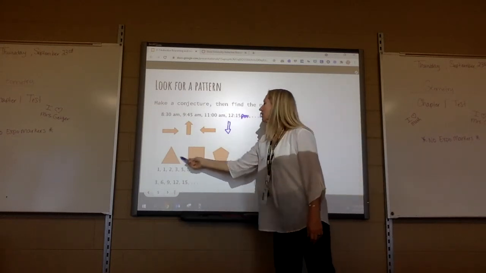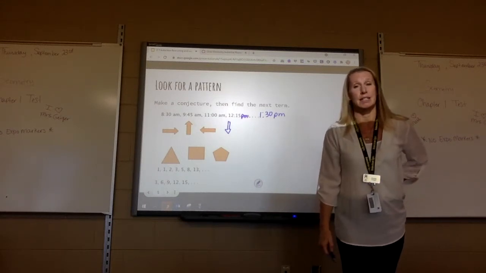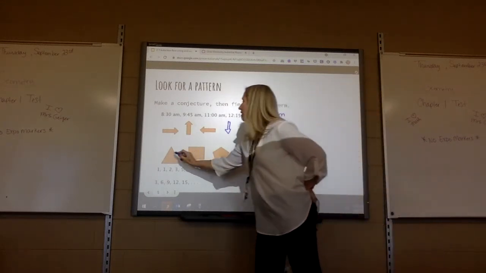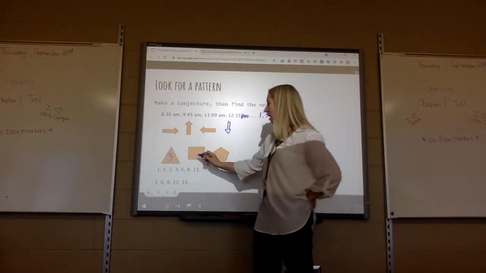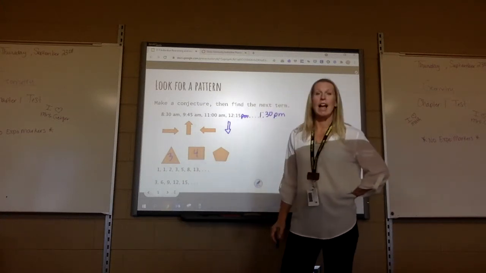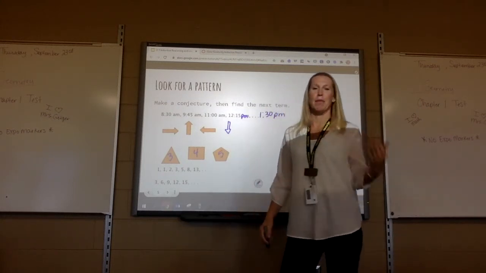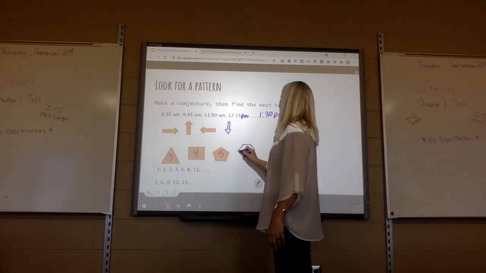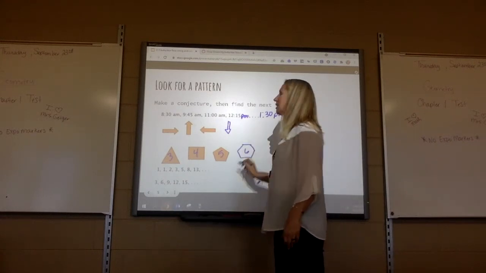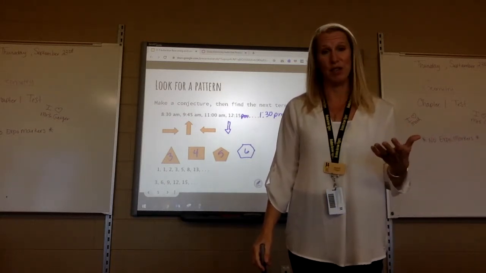Okay, let's look at this one. How many sides does the first figure have? 3. How many sides does the next figure have? 4. How many sides does the last figure have? 5. So how many sides do you think the next figure would have? It would have 6, and a 6-sided figure is called a hexagon if you didn't know.